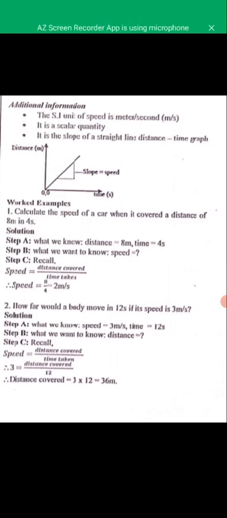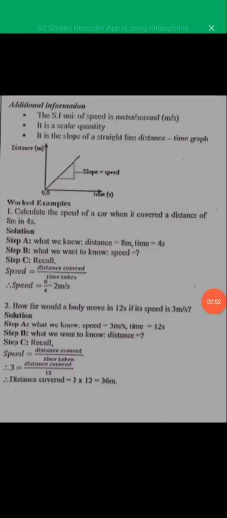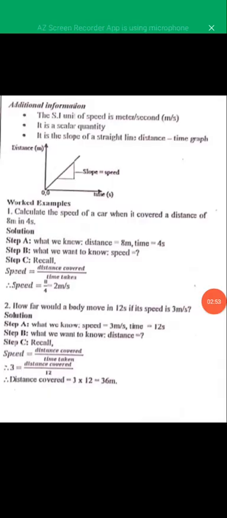All right. So we have the distance to be 8 meters and the time 4 seconds. The notes are very explanatory. So we use our formula for speed, the one we use in primary school level: average speed, distance over time taken. So distance is 8, time is 4. You do your division, and you have 2 meters per second. Number 2, how far would a body move in 12 seconds if its speed is 3 meters per second? So we are looking for distance. Distance is given as what? Speed times time, which is 3 times 12, you get 36 meters.